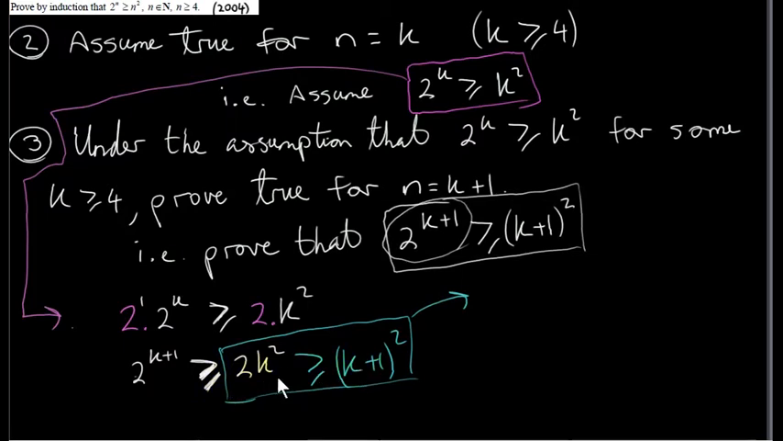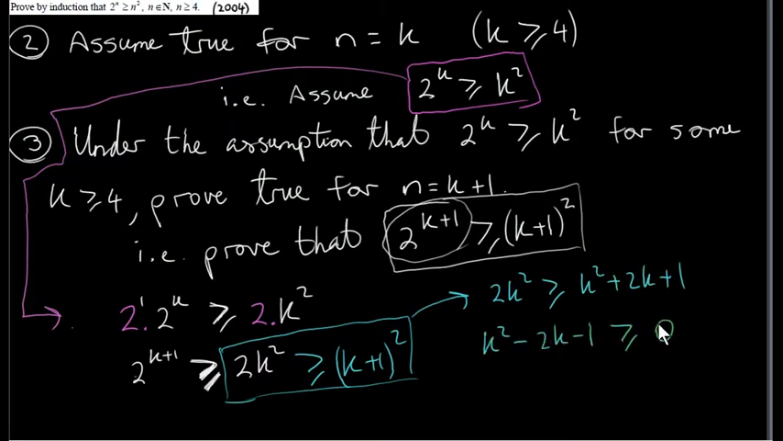So we want to see if it's true. So let's just expand it out and deduce some consequences and see if we get something that's clearly true, which means that this thing must be true. What we do is we square out the right hand side of it, and we get on the right hand side k squared plus 2k plus 1. Now with most inequalities, you try to get 0 on one side. So if we bring everything over, we get k squared minus 2k minus 1 greater than or equal to 0.